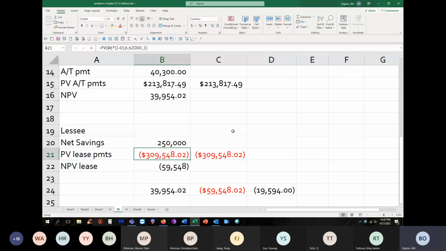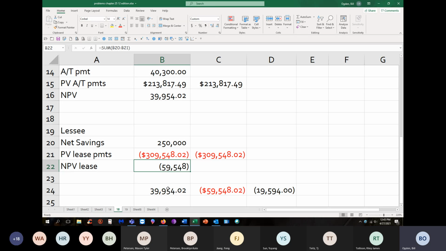We get 309,548, and comparing that to the net savings, if they were to lease, they find out that it has a negative NPV of 59,548. And in the Word document, I asked you not to work Part C, and I'll show you why.